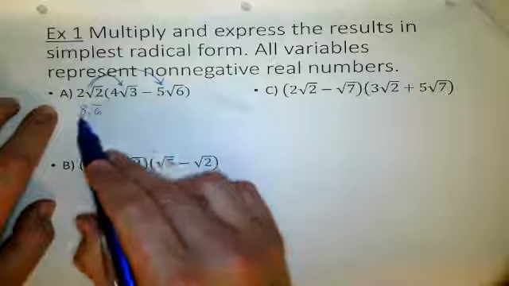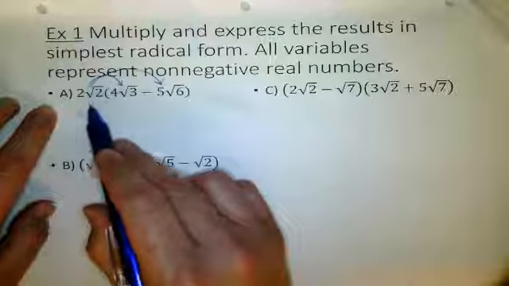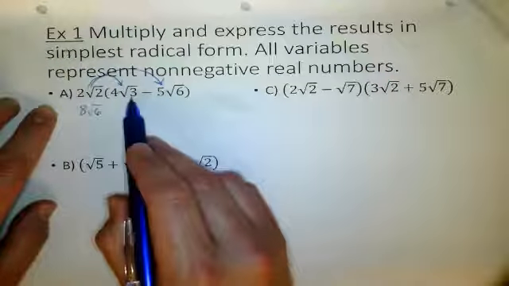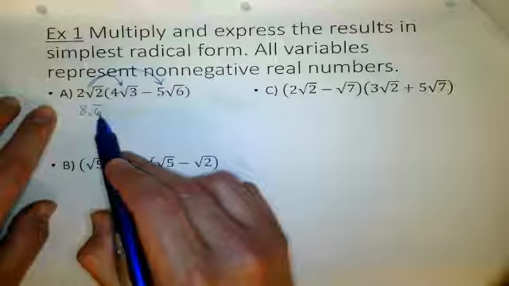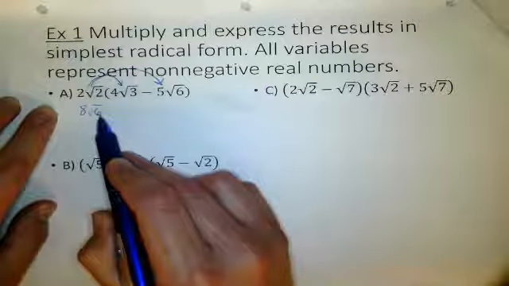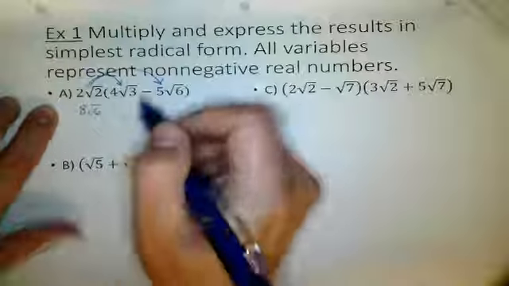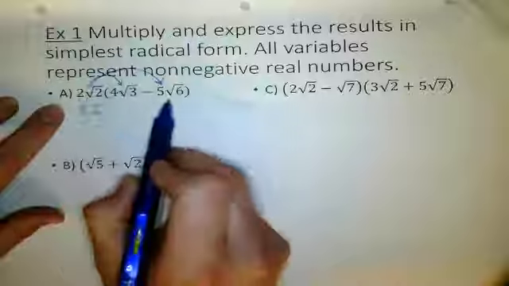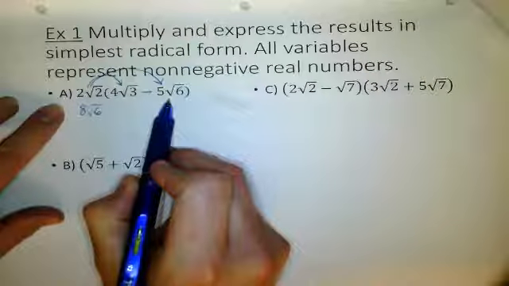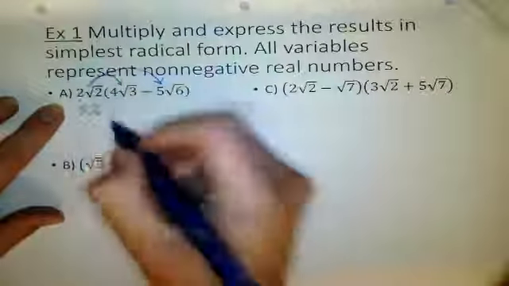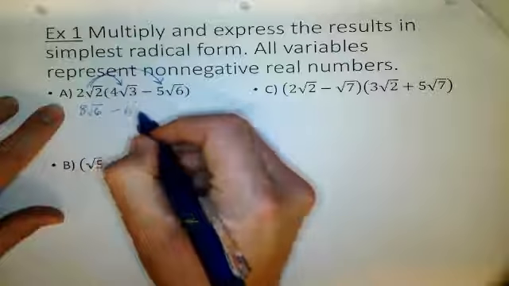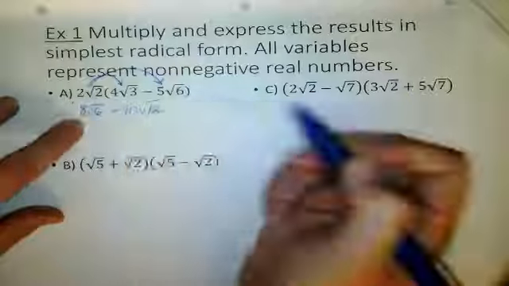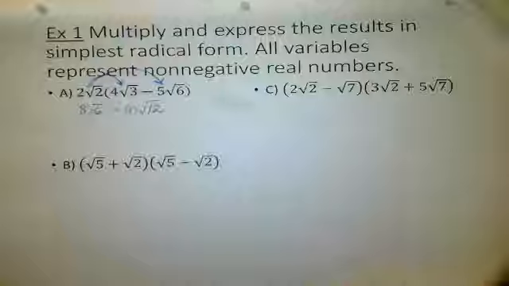2 times 4. Radical 2 times radical 3 is radical 6. We're multiplying. And now we're going to multiply radical 2 radical 2 times negative 5 radical 6. Negative 10 radical 12. All right, that was easy.